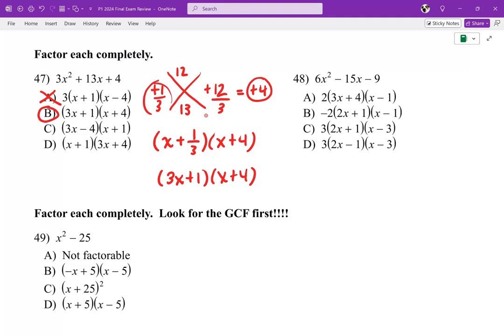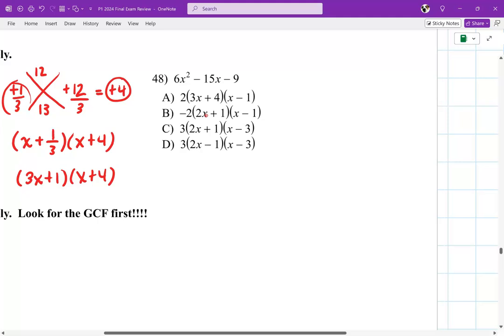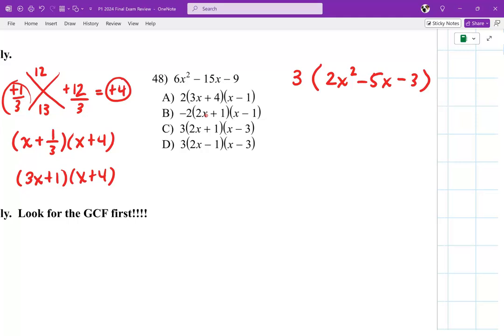Same thing's going to happen with number 48. But remember, always ask yourself, to make your life easier, do they have something in common? Does 48 have something in common? They have a 3 in common. Not a 6, but they do have a 3. Because 6 can be divided by 3, 15 can be divided by 3, 9 can be divided by 3. So a 3 will come out, and I'll have 2x squared minus 5x minus 3.